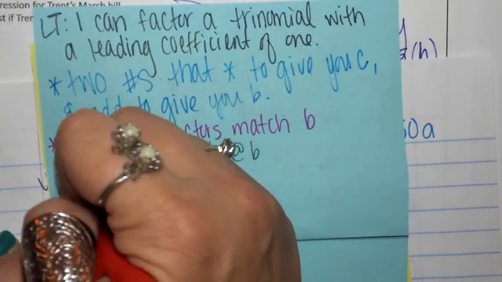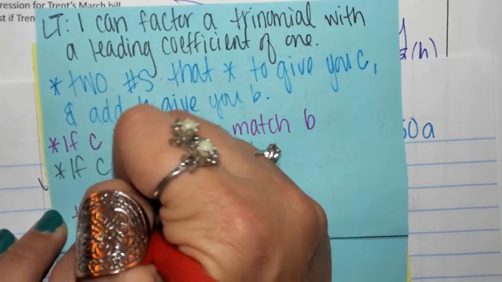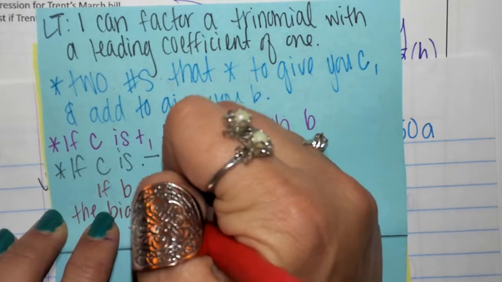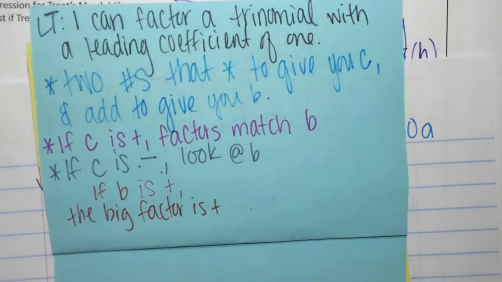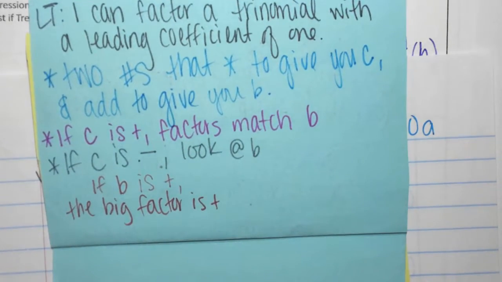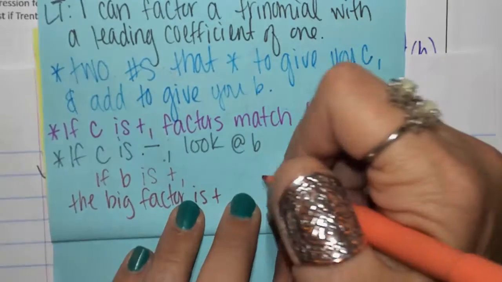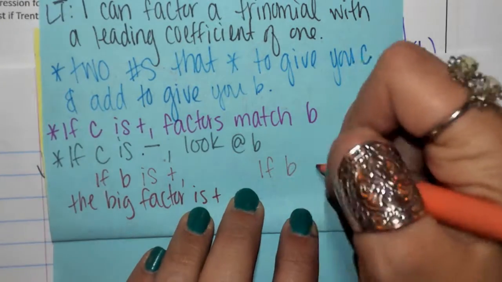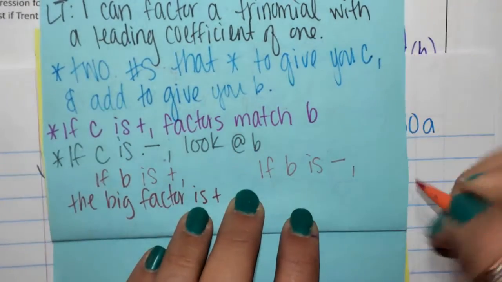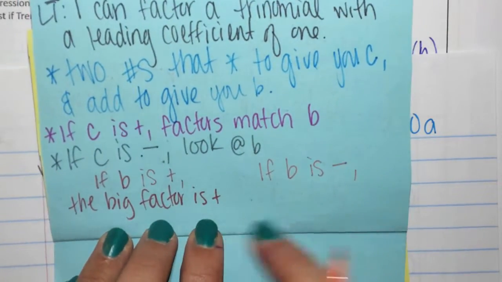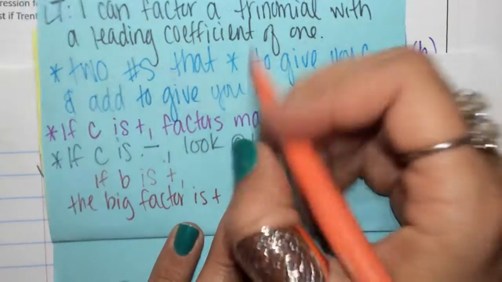If B is positive, the big factor is positive. Now, what do I mean by big factor? The big number of the two, right? So if we had 4 and 3, which one would be positive? If I had 8 and 9, which one would be positive? 9. All right, what about if B is negative? The big factor is negative. Yay.